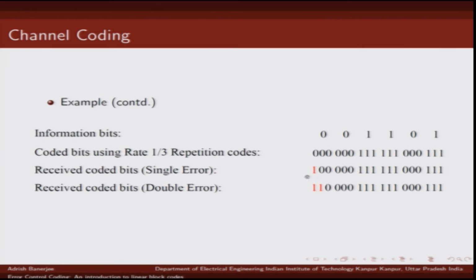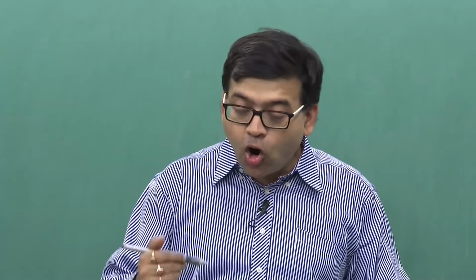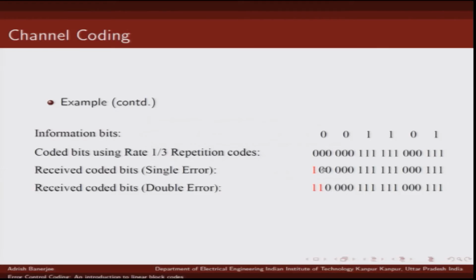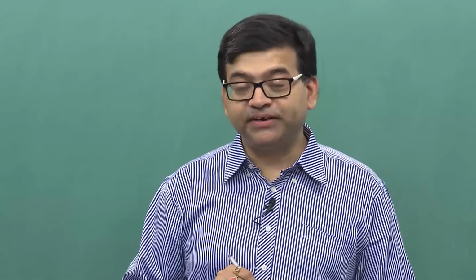So, we will first look at these 3 bits, 1 0 0. Now, what do we expect? Since we are using a repetition code, we expect all these 3 bits to be the same, but in this case they are not, because what we have received is 1 0 0. Now, what does that mean? That means there is a transmission error. So, we are able to detect a single error using a rate 1/3 repetition code.